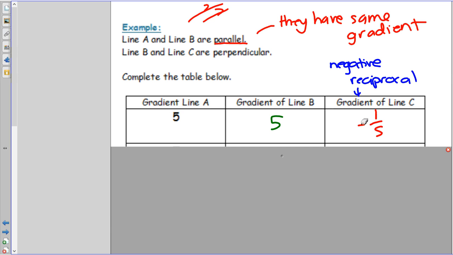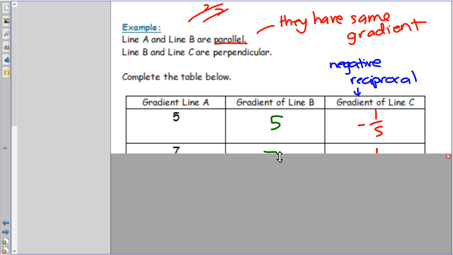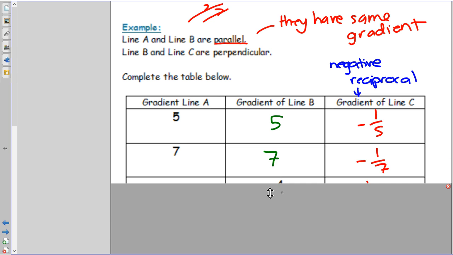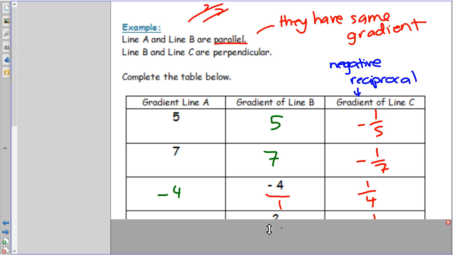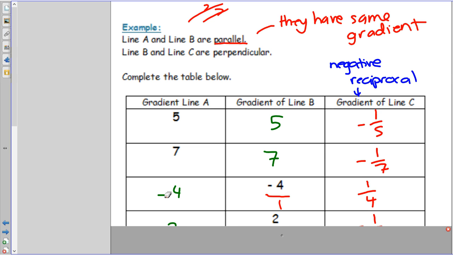So 5 is the same as 5 over 1. Flip that, you get 1 over 5 and change the sign. So for 7, same gradient, and you would get negative 1 over 7. Okay, negative 4 is the next one. So negative 4, same thing here, negative 4. I just changed this to negative 4 over 1 just to illustrate the point that you can flip that to make it positive 1 over 4.